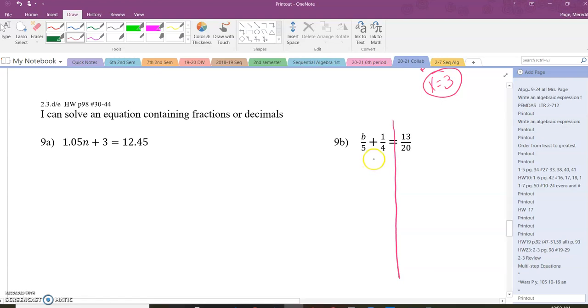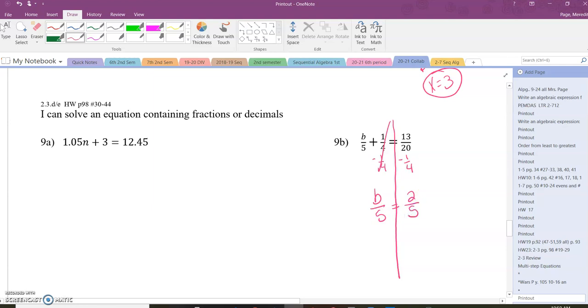So the first thing I'm going to do is I'm going to minus 1/4 to both sides. So in your calculator, and you might need to use a calculator online, either way it doesn't matter, you're going to do 13 over 20, and then you're going to minus 1/4. And what you should get is 2/5. So you end up with b over 5 equals 2/5.